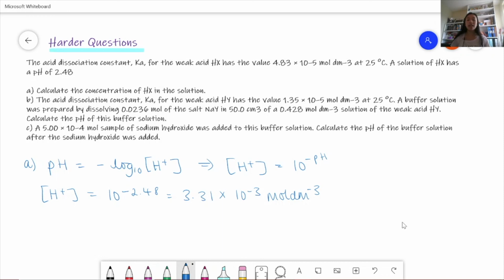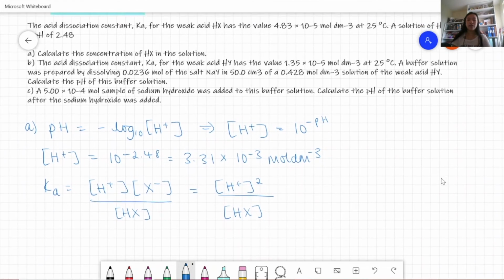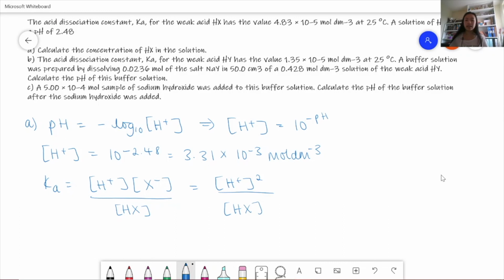And now we write down the equation for Ka. Ka is equal to the concentration of H+ multiplied by the concentration of X- and divided by the concentration of HX. But because it's a weak acid, it doesn't dissociate very much, and the concentrations at equilibrium of the H+ and the X- are the same. And so we can write this as the concentration of H+ squared over the concentration of HX.